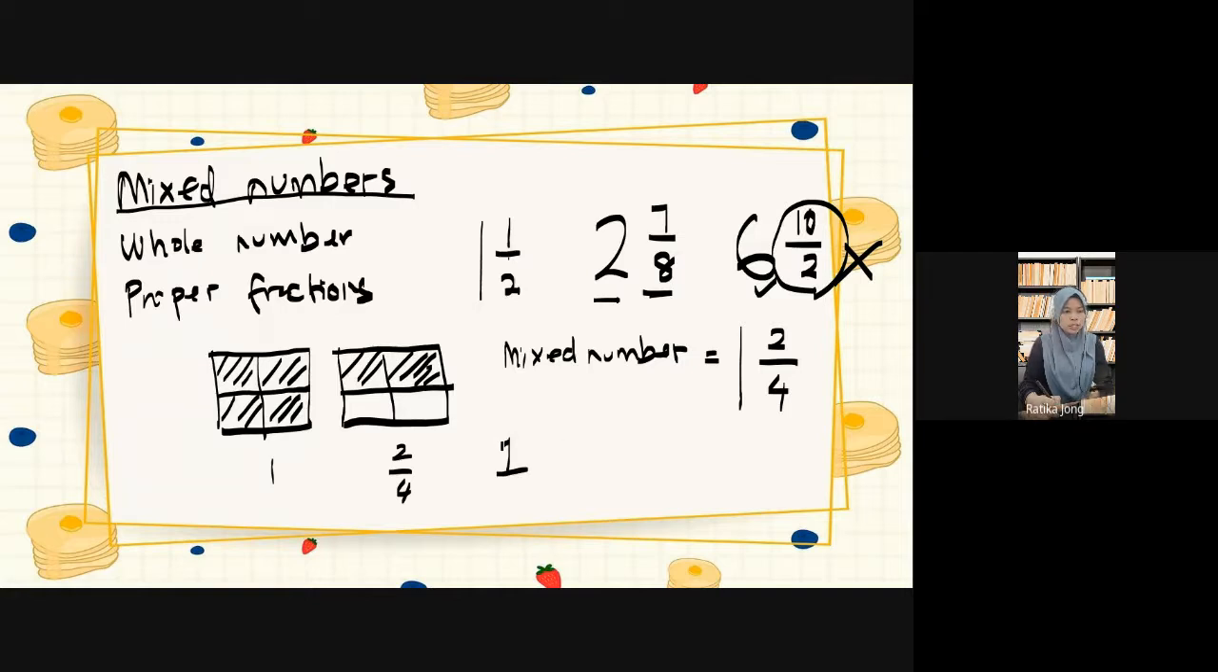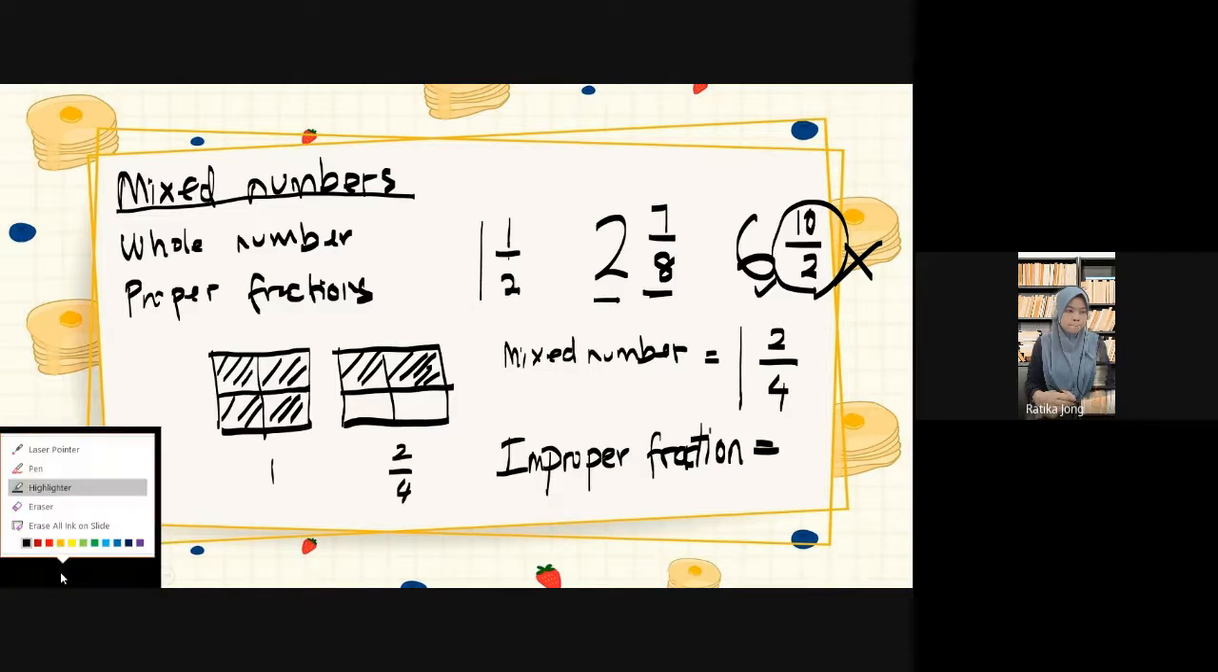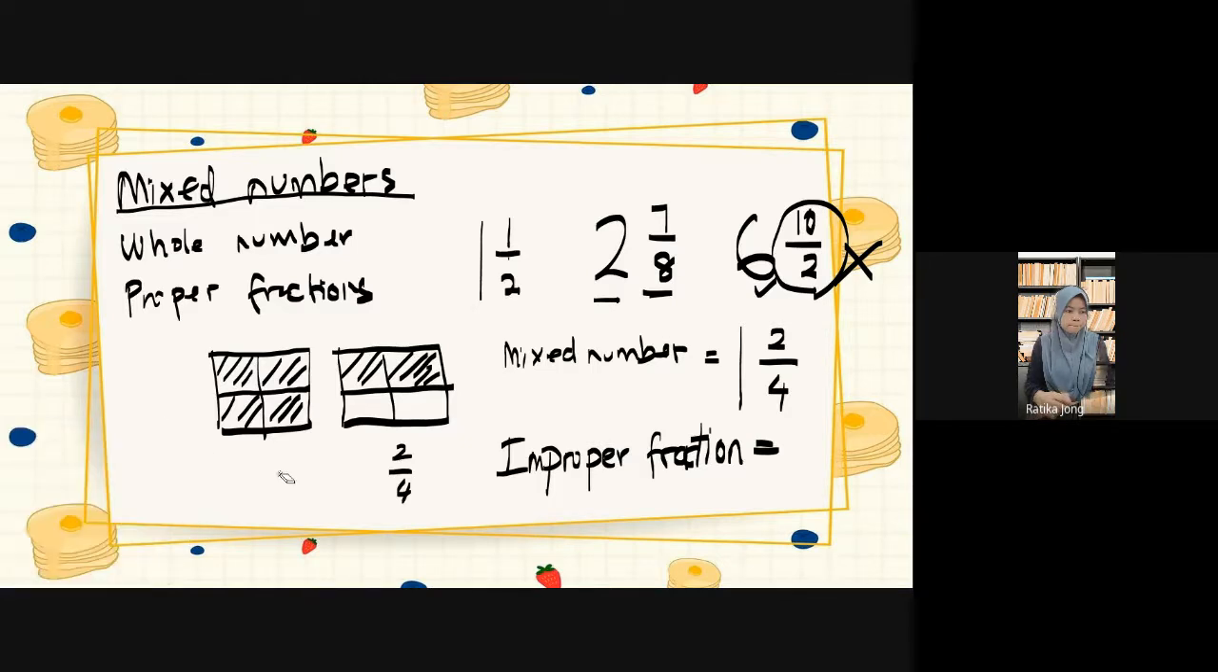Okay. Now, can you please tell me the improper fraction for this one? Improper fraction. Apa improper fractionnya? Nombor pecahan tak wajar. What is the improper fraction? This one. 1, 2, 3, 4, 5. 5/4.